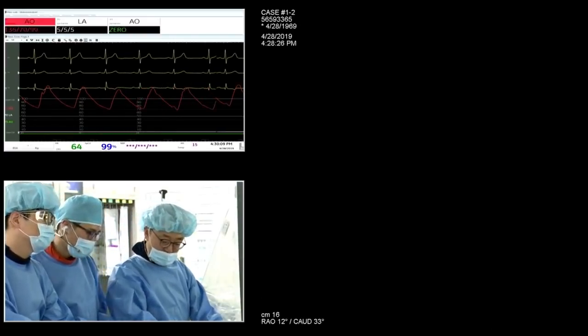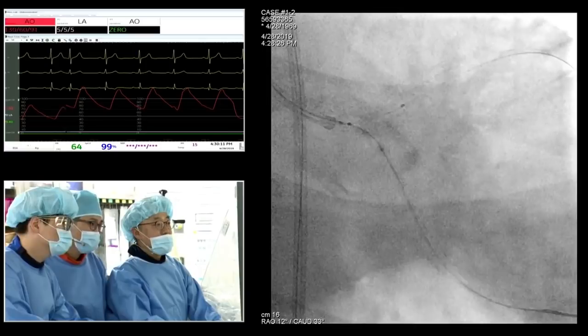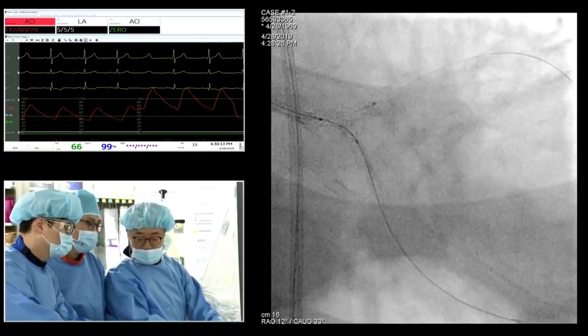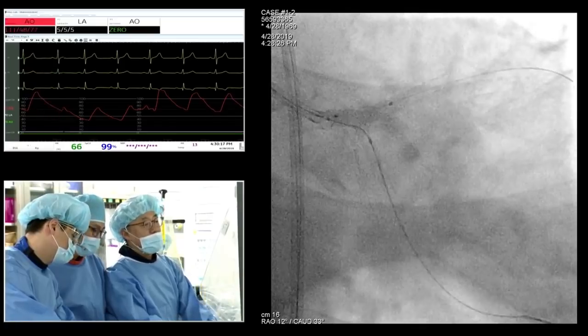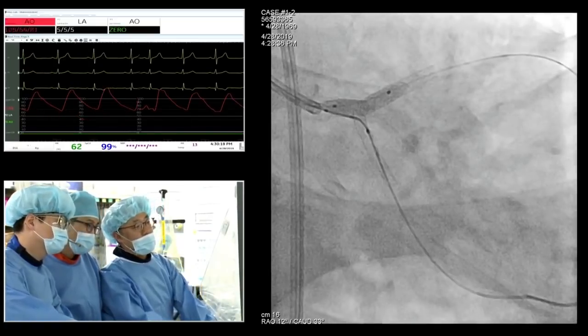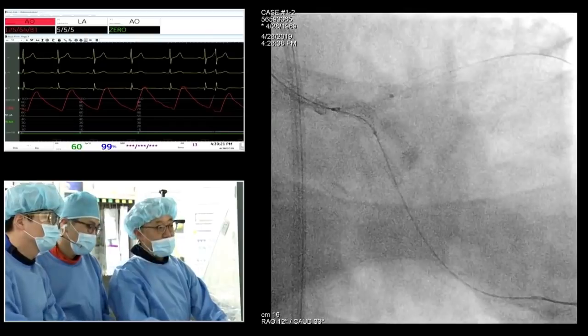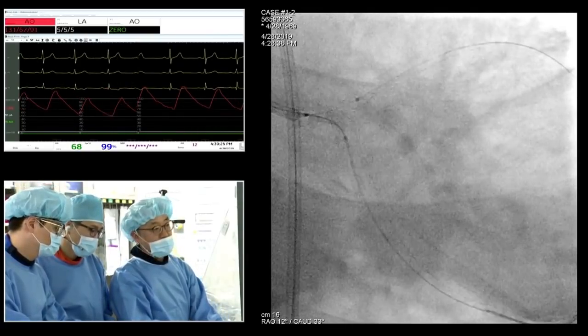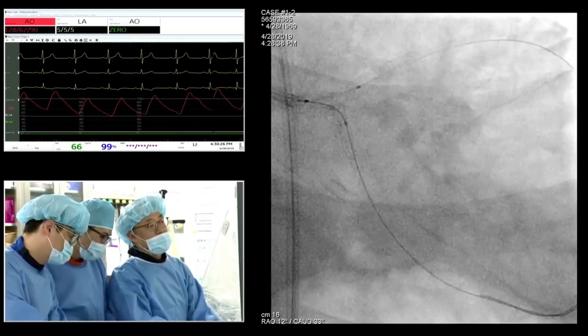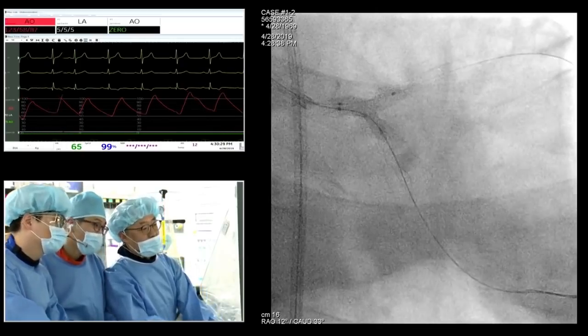LAD. Yeah, this is alternative inflation, very important for two-stent crush, 20, 24. Okay, deflate. And then we're going to do kissing balloon dilation. Ready? Yes. Go. 10, 10. Okay, 12, 12.